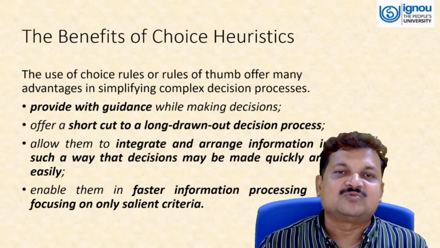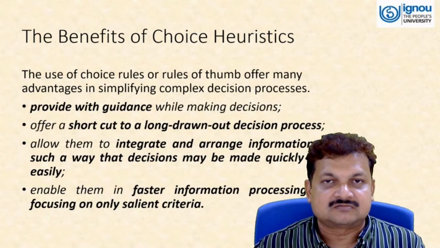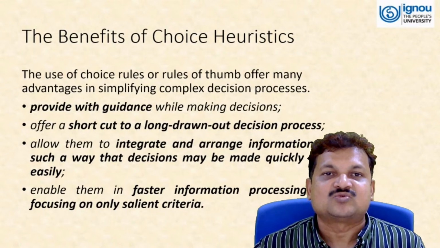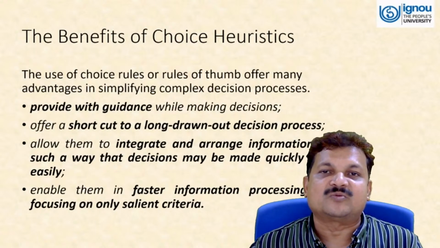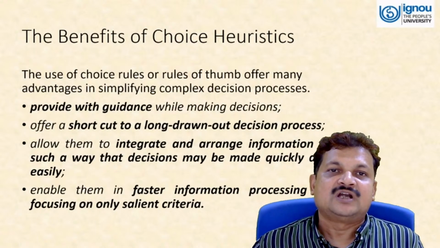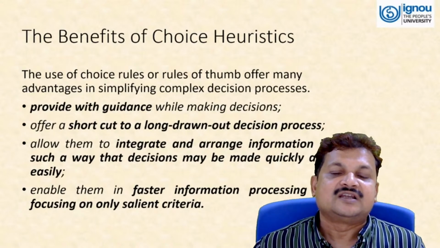So it is not possible that you compare all the criteria across all the brands. It's better to finalize which criteria are more vital and important for you. Only 3 to 4 criteria are very important. You take the decision on all the brands using only these 3 to 4 criteria, so that your information processing will be faster.